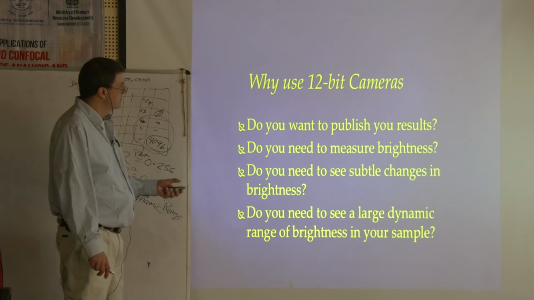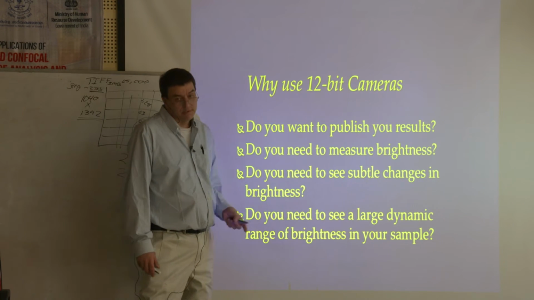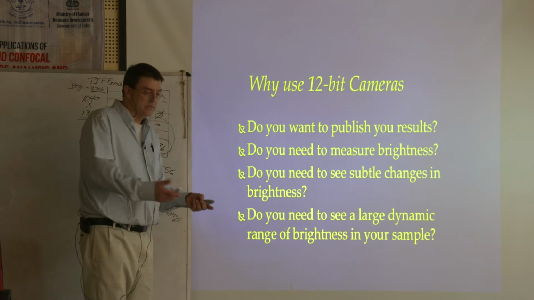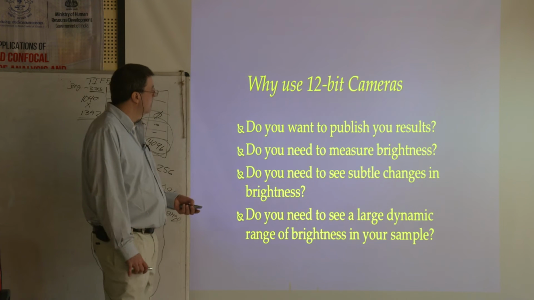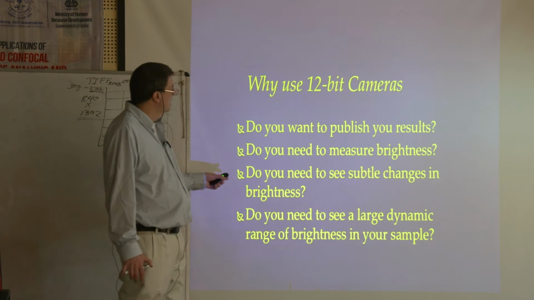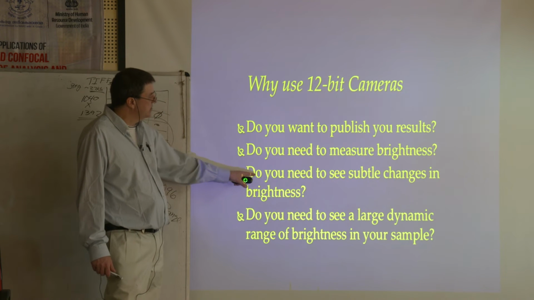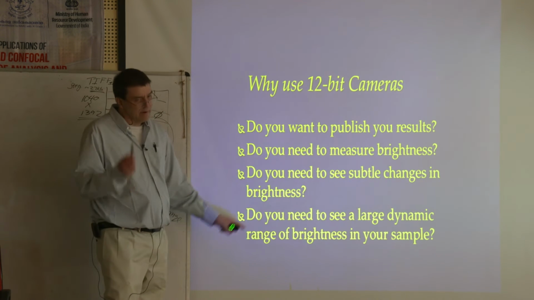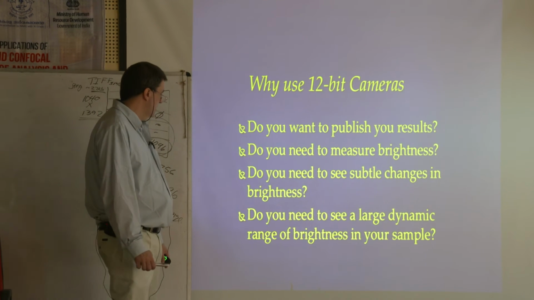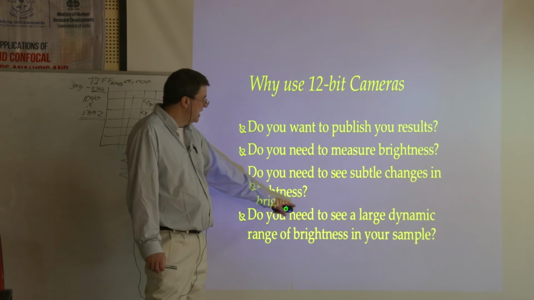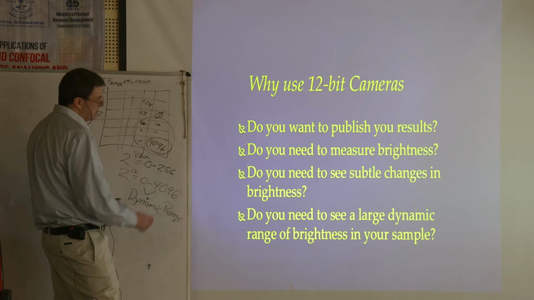So why do you have to use a 12-bit camera? Well, like I just said, if you want to publish. If you don't, you send this article in to a journal, they'll say this is not acceptable. And again, TIFFs, always. Because you need to measure brightness, and you need to see the subtle changes in brightness. Maybe not subtle to your eye, but in terms of analysis, we'll talk a little bit about. And do you need to see this change in dynamic range, the ability to look across this dynamic range?